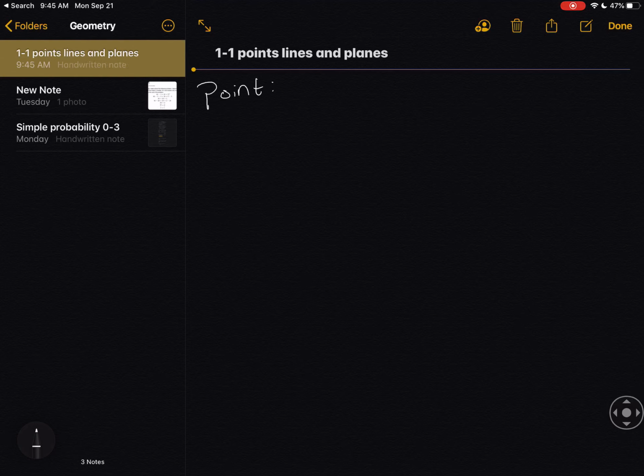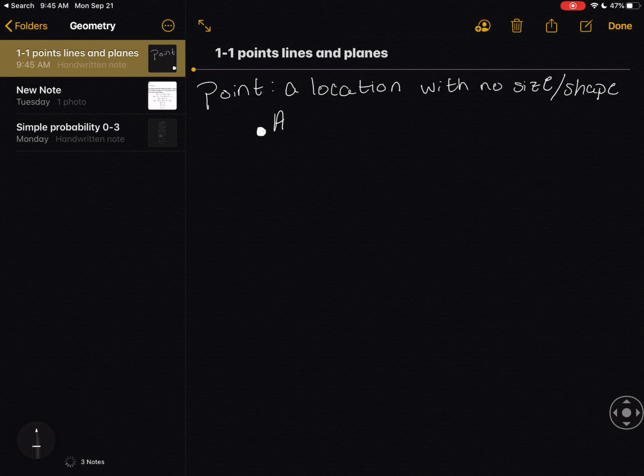And a point is a location with no shape or size. So for an example, your point is just a dot. It could be bigger or smaller. It usually has a label on it. So this would be considered point A.